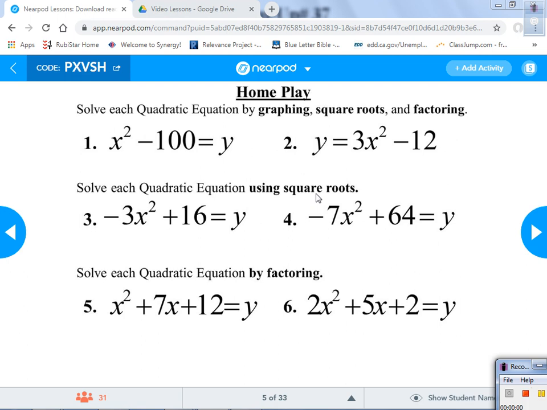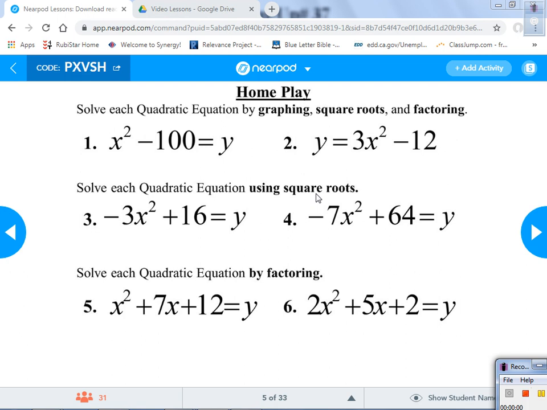Only. Your home plate for tonight is 6 problems, and make sure you copy the instructions because each pair of problems has different instructions. For example, the first two, numbers 1 and 2, it says solve each quadratic equation by graphing, square root, and factoring. So how many different methods? 3. That's for number 1 and number 2.